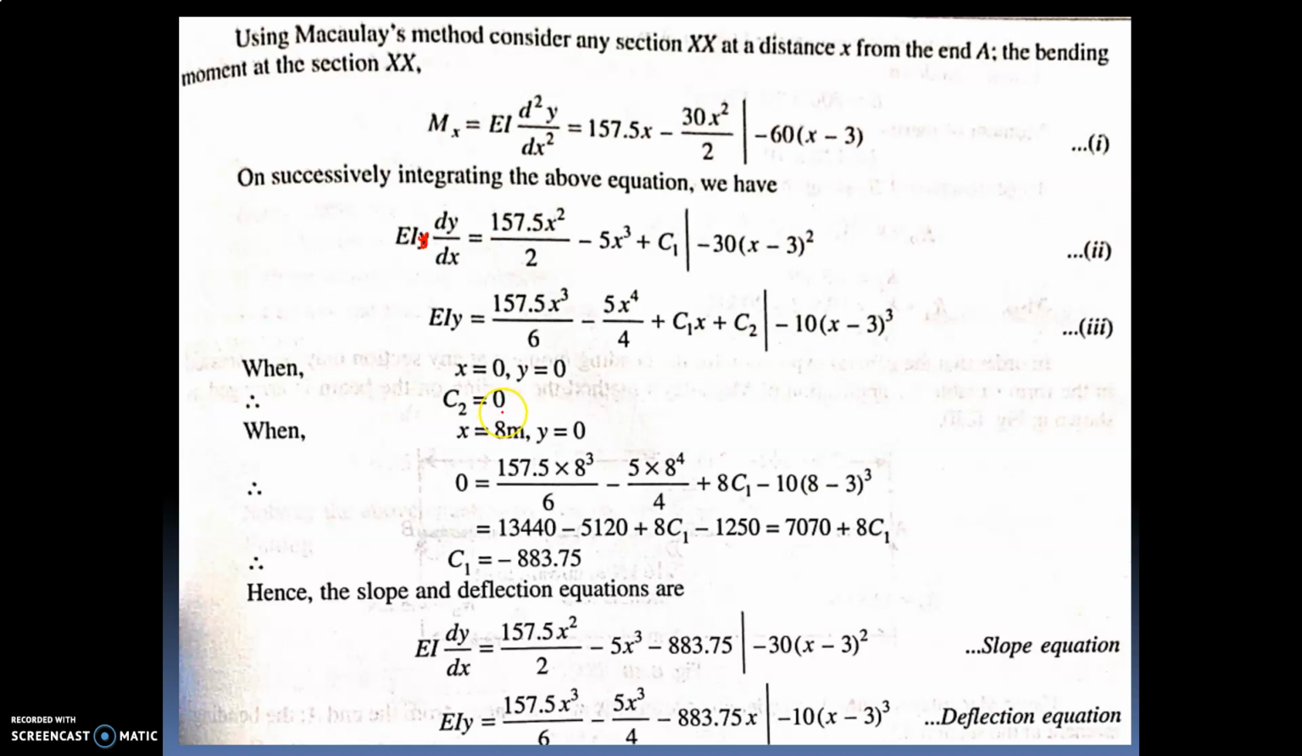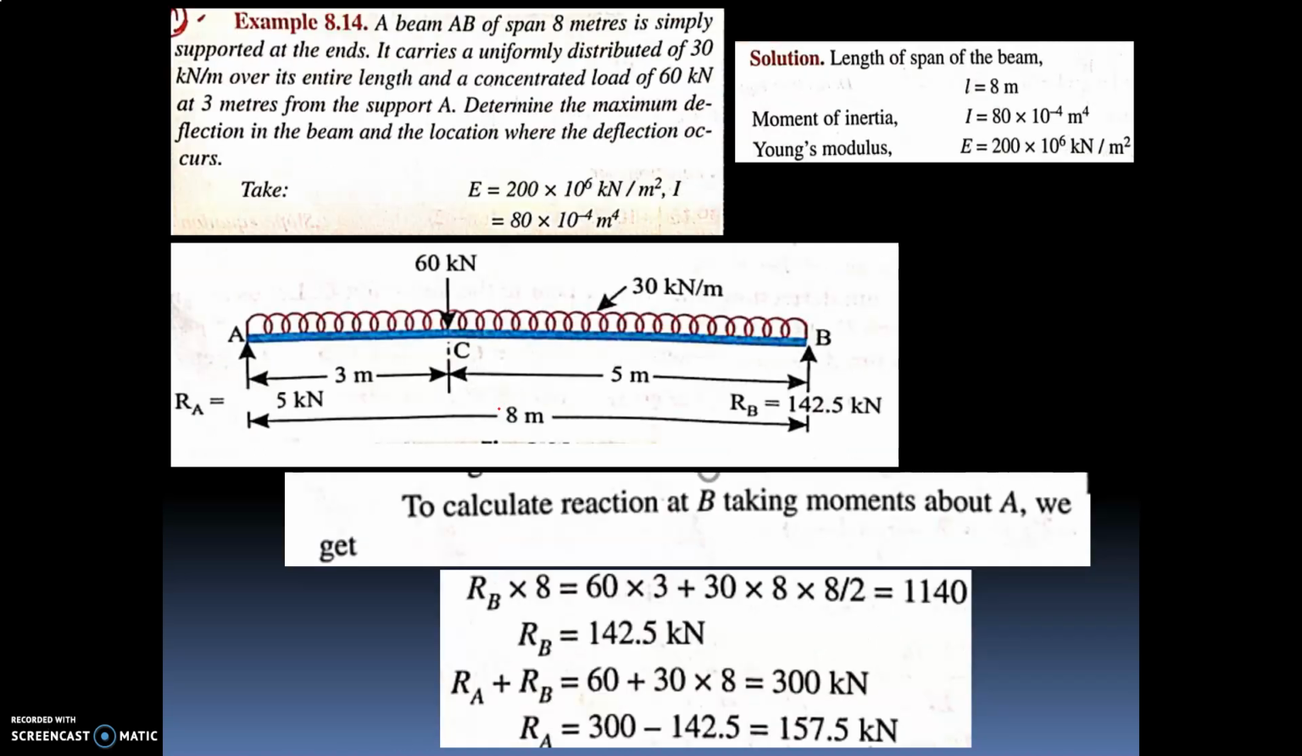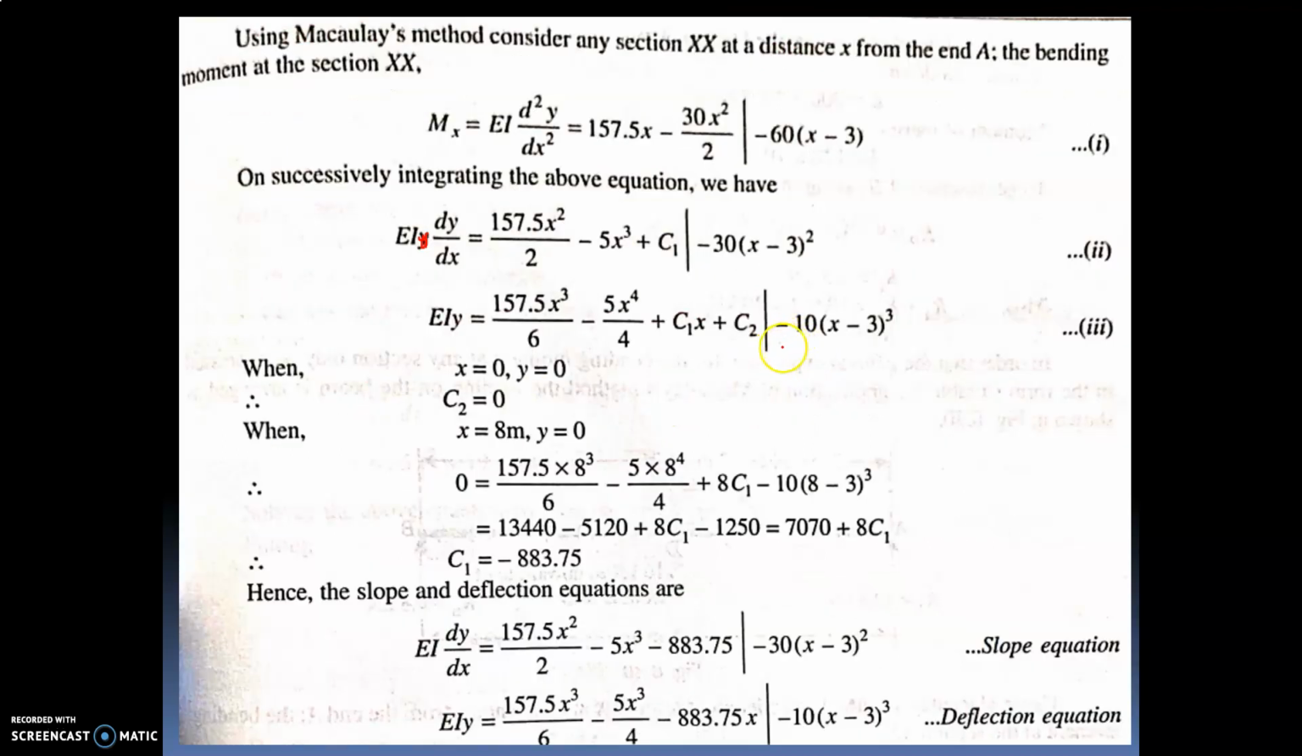Next step, what you have to consider? x at the other end. So what is that? x is here at this point, that is x is 8, and deflection at that point is 0 only, because deflection is 0 at the supports. So once you substitute in this equation, what will you get? This term is equal to 0 because y equal to 0. So substitute x value is 8. You get C1 value. So C1 is 883.75.